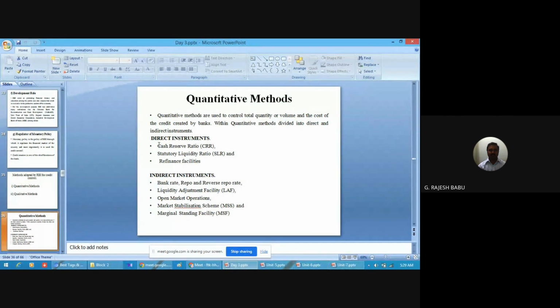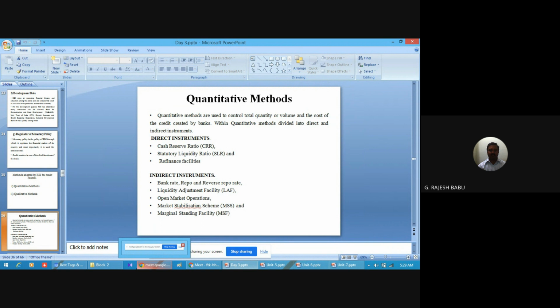Next one, market stabilization scheme. This scheme was introduced in 2004 to withdraw excess liquidity from the market by selling government bonds. The problem of excess liquidity was due to the Reserve Bank of India's purchase of foreign currency.